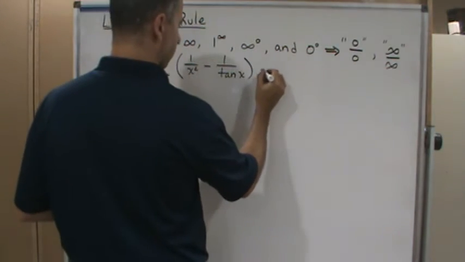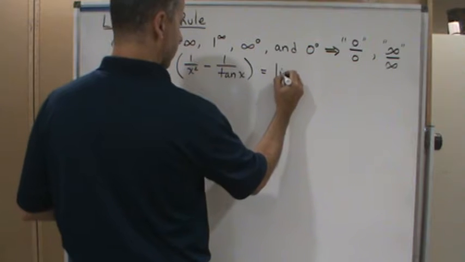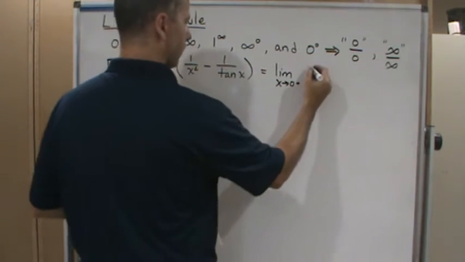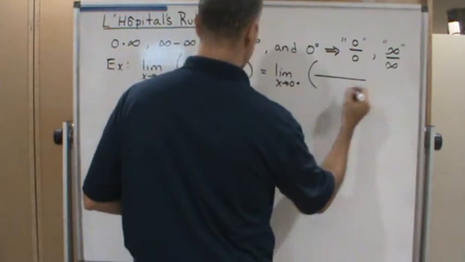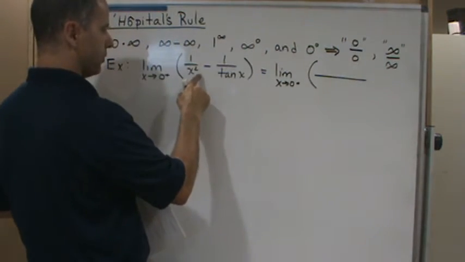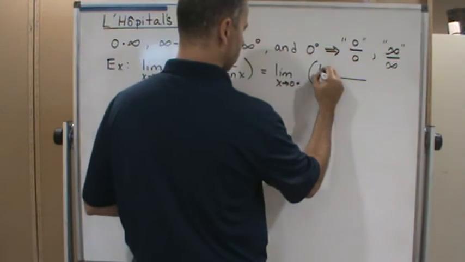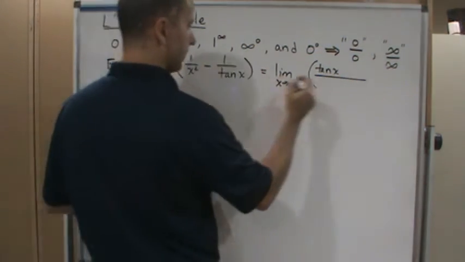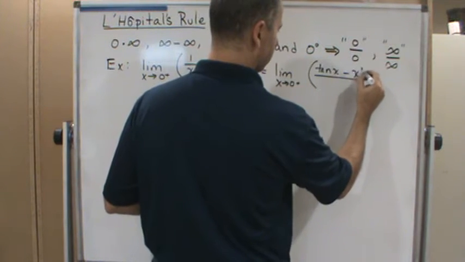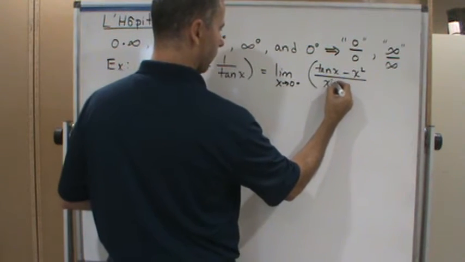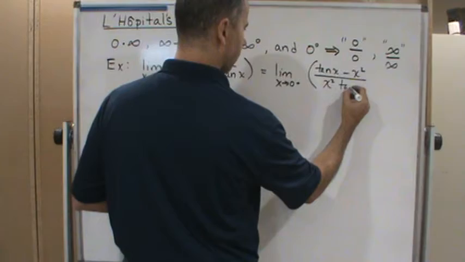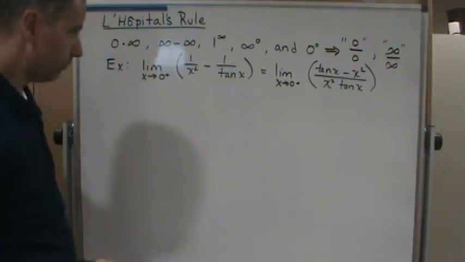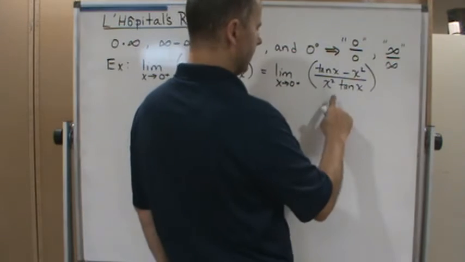So let's do that. So I'm going to write the limit as x approaches 0 from the right. And so now I'm going to write this as a common denominator. So this is going to be tangent x minus x squared over x squared tangent x.